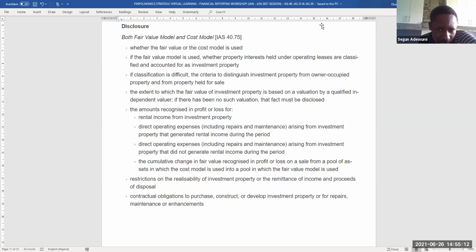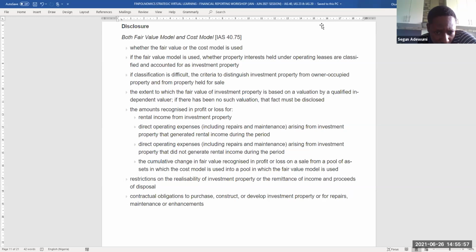5, the amount recognized in profit or loss for A, rental income from investment property, B, direct operating expenses, including repairs and maintenance arising from investment property that generated rental income during the period, C, direct operating expenses, including repairs and maintenance arising from investment property that did not generate rental income during the period. 6, the cumulative change in fair value recognized in profit or loss on a sale from a pool of assets in which the cost model is used into a pool in which the fair value model is used.